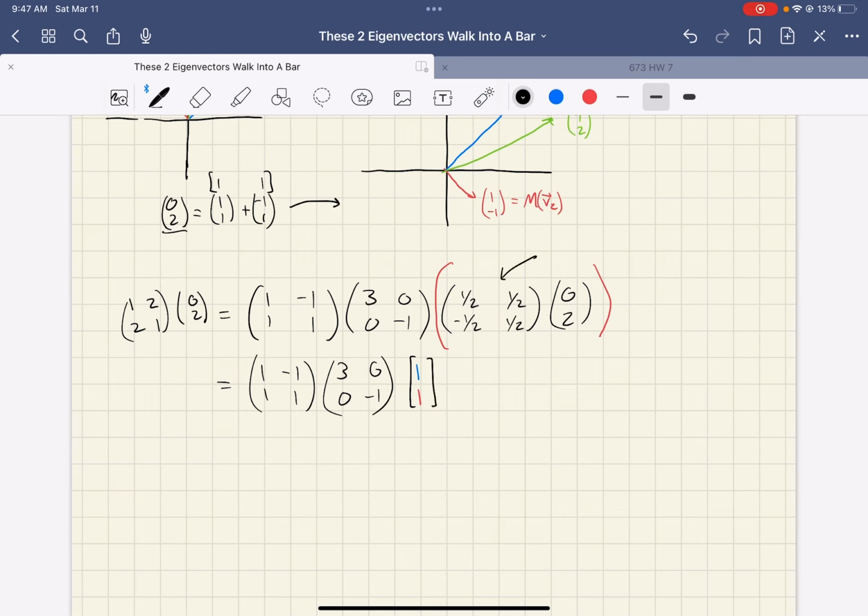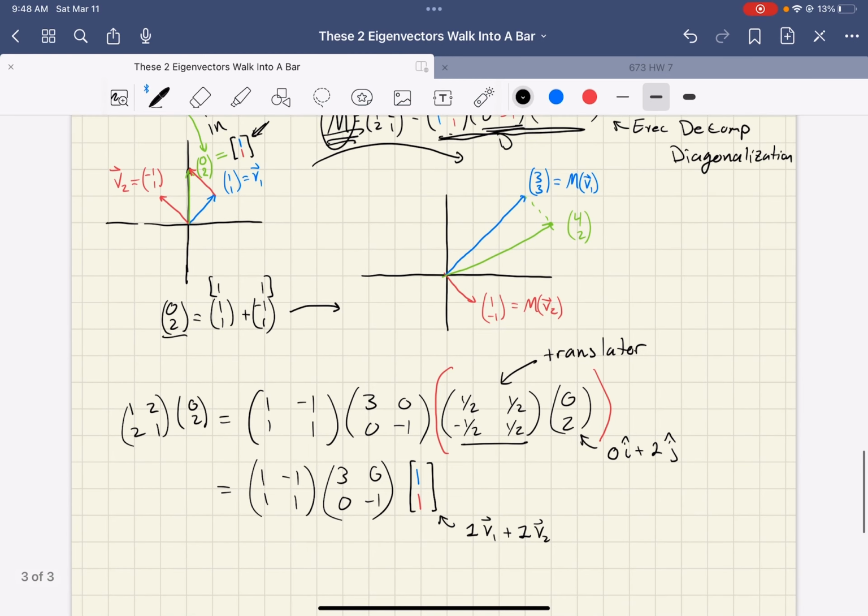Okay? This matrix is a translator. Here we have i hat, well, okay. What the 0 and the 2 mean is you take 0 copies of i hat plus 2 copies of j hat. And what this matrix does is it translates it, and what this is saying is you take 1 copy of the first eigenvector and 1 copy of the second eigenvector, and you'll be at the same point. This is exactly what we were talking about up here. So this first matrix, this V inverse, does that computation for you.